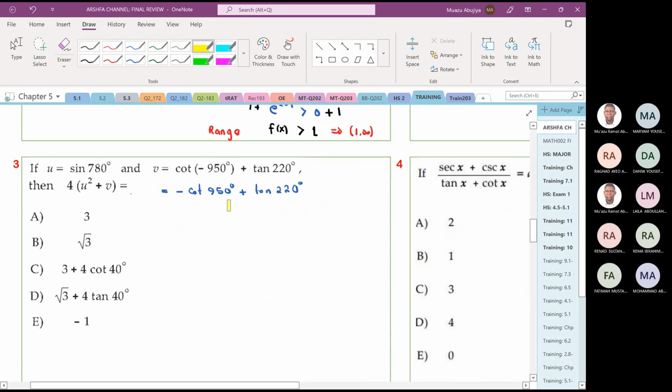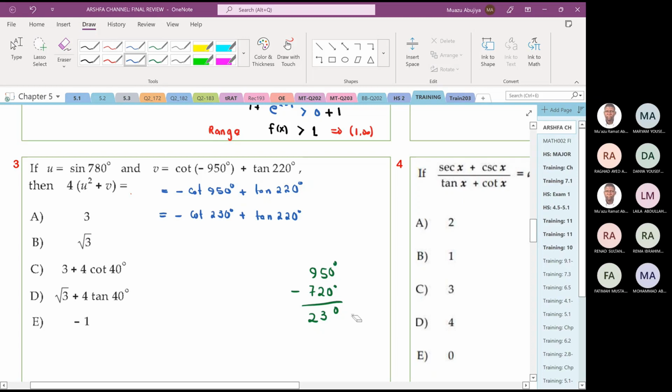Here, we have an angle that is greater than 360 degrees. So remember, when we go around the circle one time, a complete revolution, it is 360 degrees. If we go 2 times, it's 720 degrees. If we go 3 times, it's 1080 degrees, and continuously. So what do we do now? To find the coterminal angle, we say 950 degrees minus 720 degrees, and this is going to be 230 degrees. So we can rewrite this as minus cotangent of 230 degrees plus, this is not changing, tangent of 220 degrees.